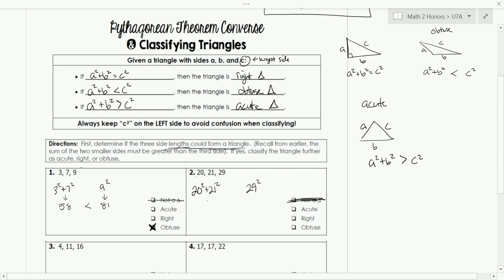And you're welcome to use your calculators on this one, if you brought it. Keep the cell phones away. What's 20 squared plus 21 squared? 841. And what's 29 squared? 841. So what does that mean? It's a right triangle.